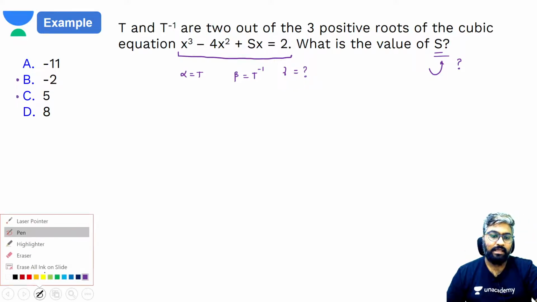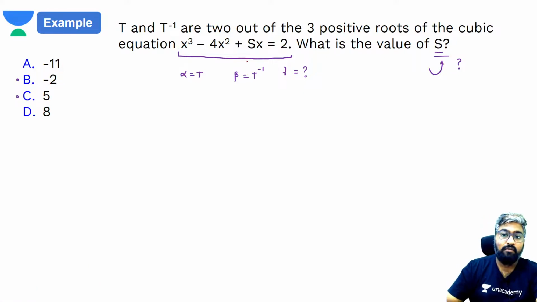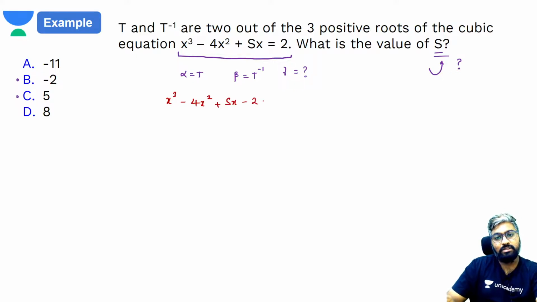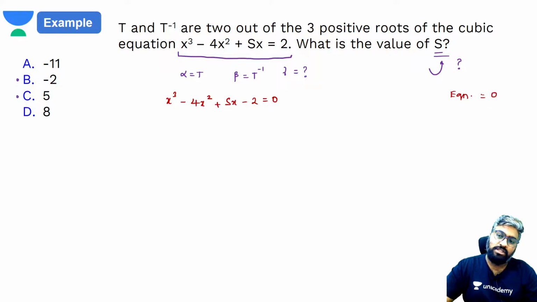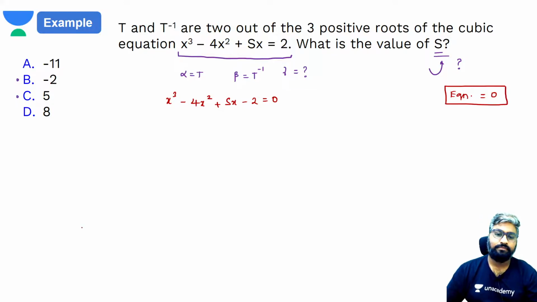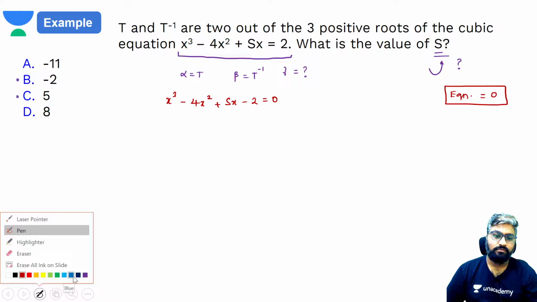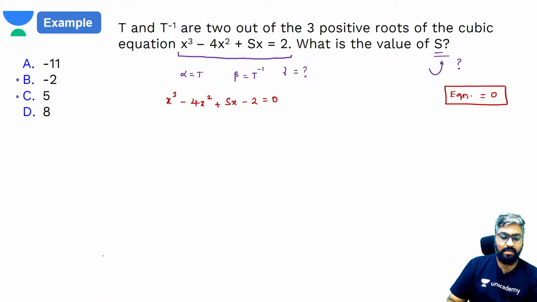अगर आपने ये गलती करी है, please rectify this. Rewrite this in what form? X cube minus 4x square plus S times x minus 2 equal to 0. Any equation must always be equated to 0 to perform any operation on it. Okay, it'll be easier if you equate it to 0. Chalo, let's see how many can answer it. Nikunj and Babita have answered it, others are still trying.